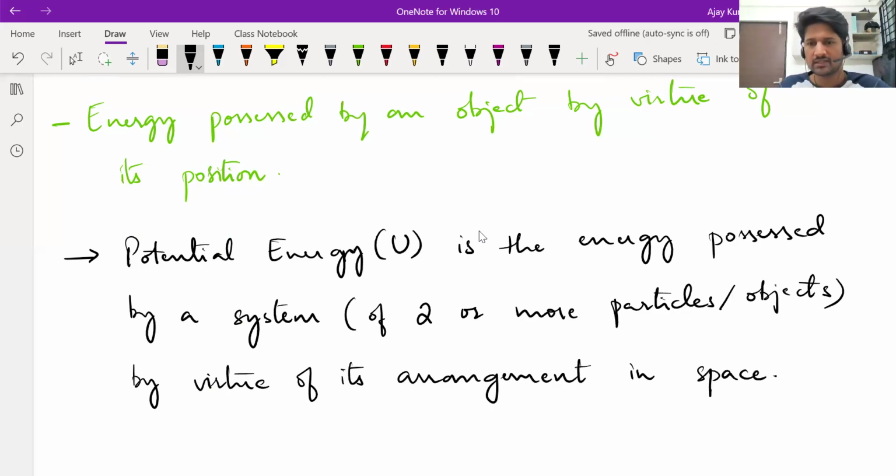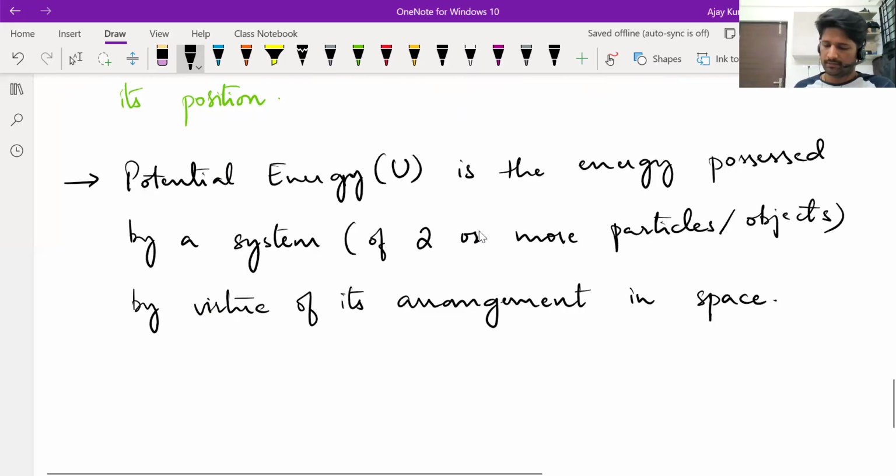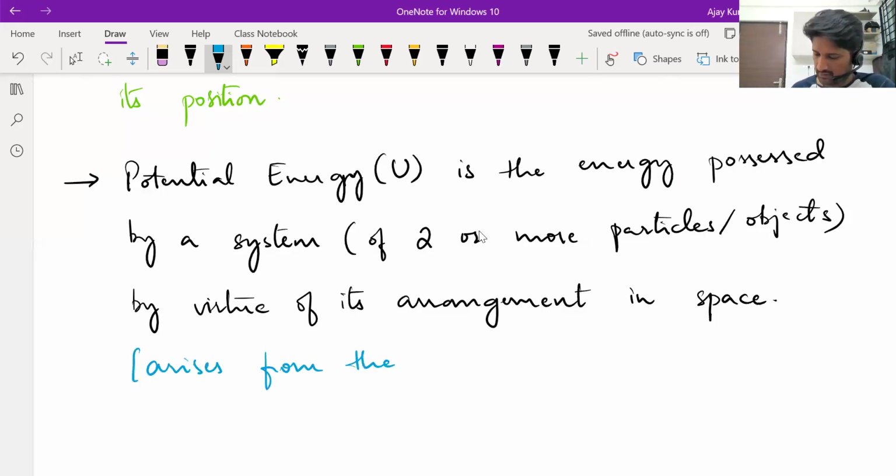Okay, so basically potential energy is that energy possessed by a system which changes based on its arrangement in space. If you disturb the arrangement of the system, the potential energy gets disturbed. And there is more to it also. This energy should arise from the conservative forces acting within the system.